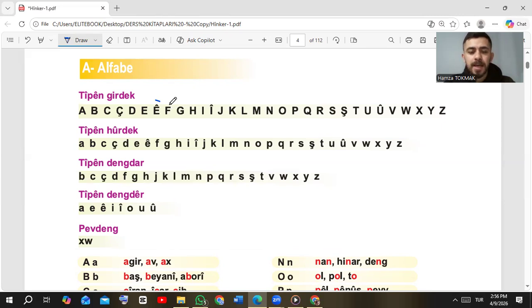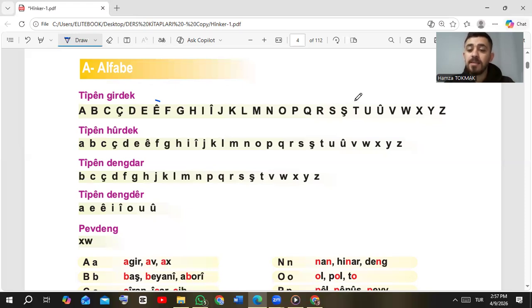And we say F, G, H, I, Î, J, K, L, M, N, O, P, Q, R, S, Ş.